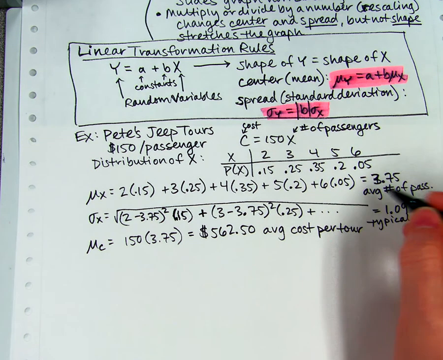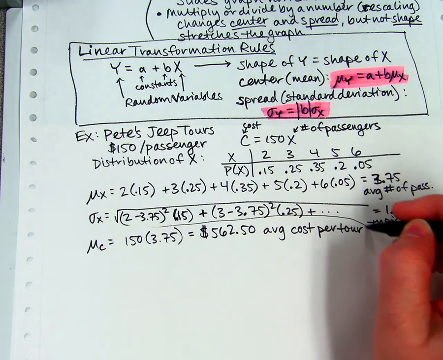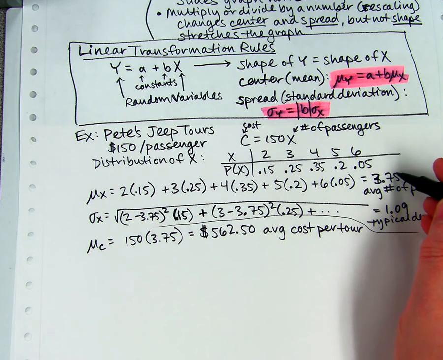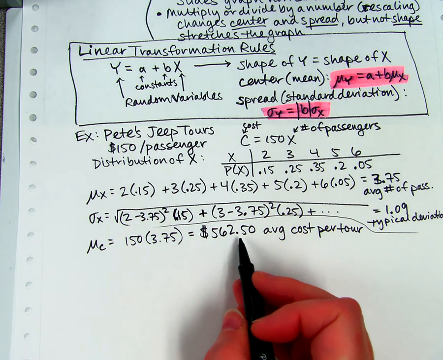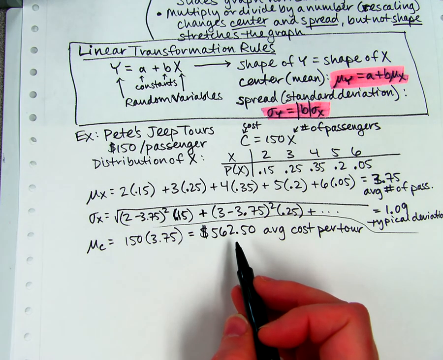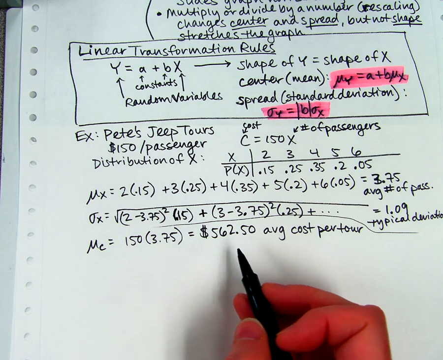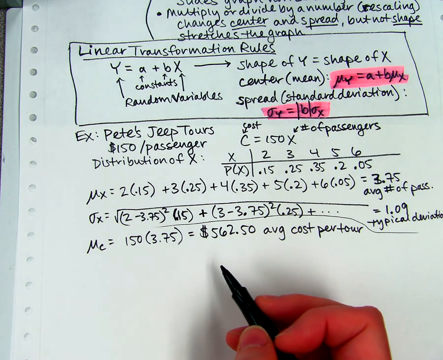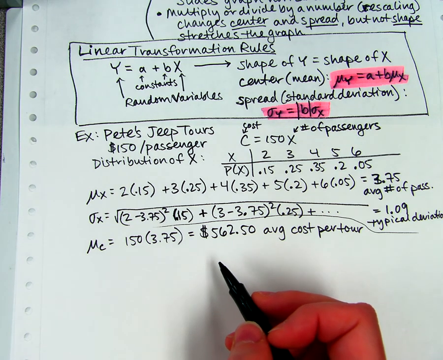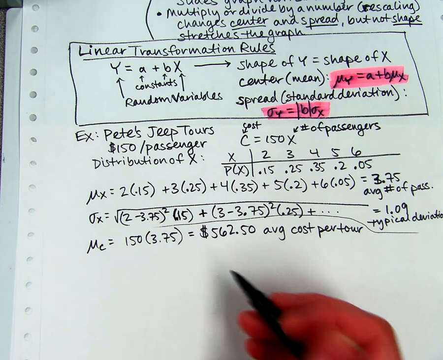All right, depending on how many passengers there are, there'd be an average of 3.75 passengers. This would be the cost if there were 3.75 passengers, which means he's never going to actually make exactly that much. But this is the average out of many, many tours. He's been doing this for a while, so we can consider it a population.